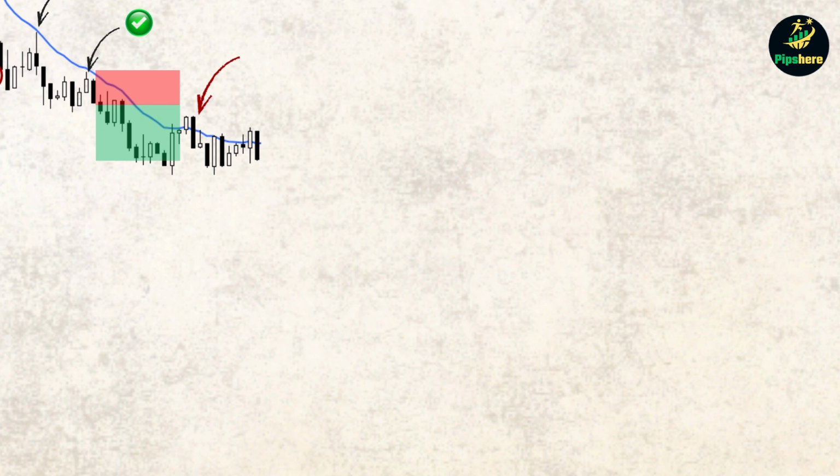Now let's move forward. Here, the market forms a bearish engulfing pattern slightly above the 14-period exponential moving average. A little later, it gives us another bearish engulfing at almost the exact same location relative to the EMA. So here's my question for you. Should we take a sell trade here? The answer is absolutely not.